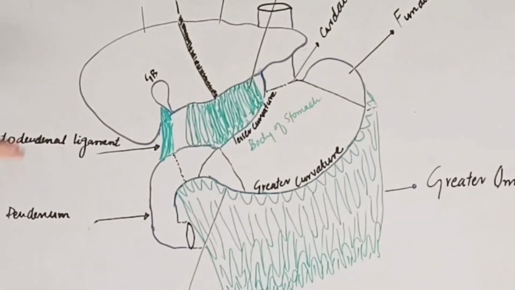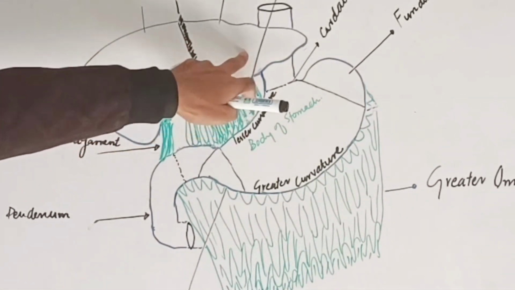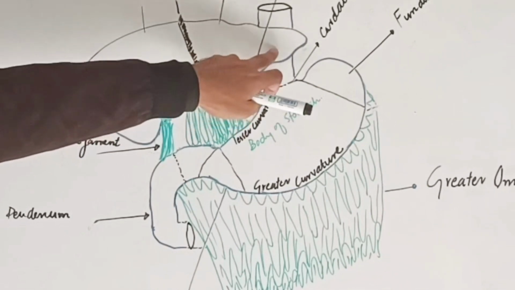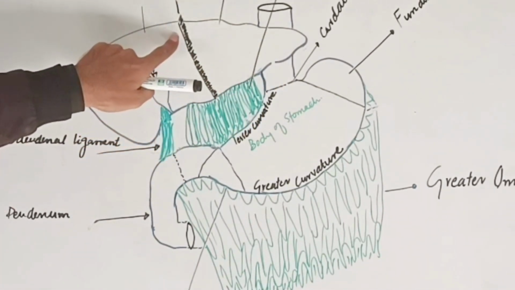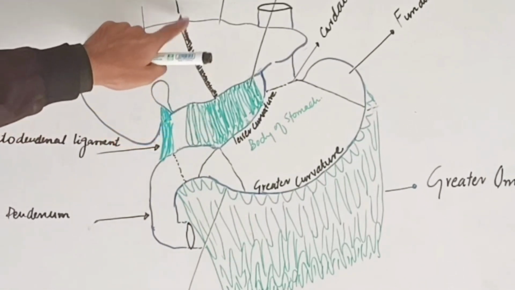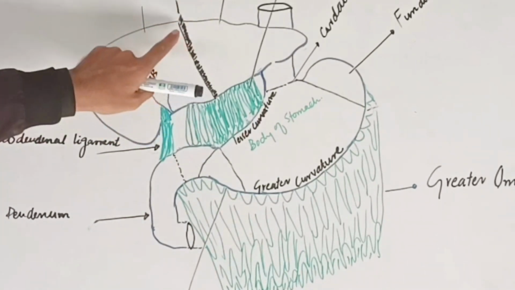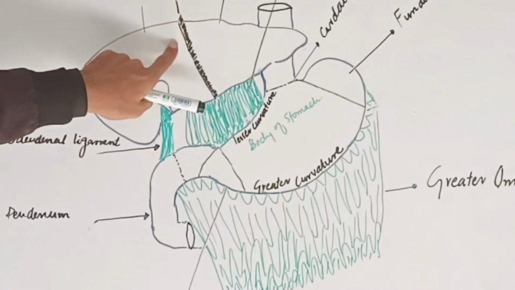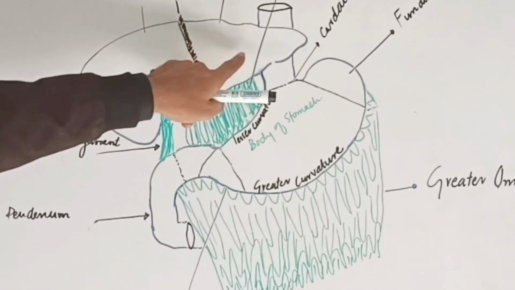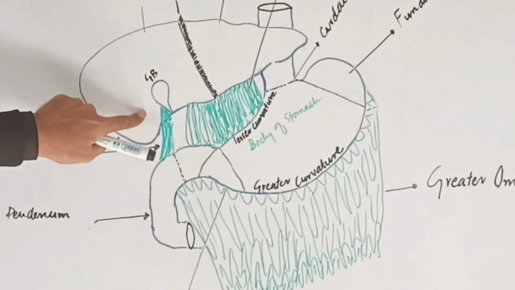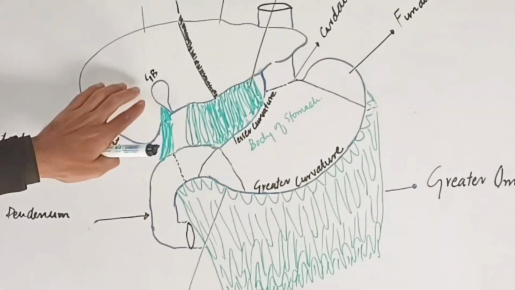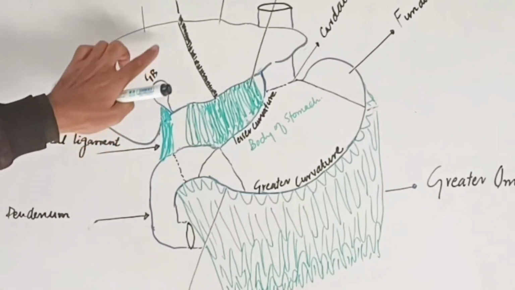So now this is the liver. Here you can see this is the left lobe of the liver, and this is the right lobe of the liver, and these lobes are formed by the falciform ligament. This falciform ligament divides the liver into left lobe and right lobe, and here you can see this small sac-like portion is called the gallbladder, which is attached to the inferior surface of the liver.